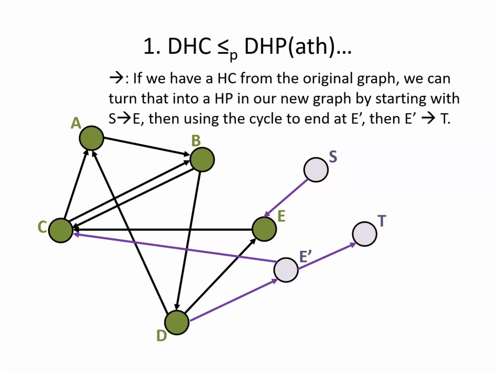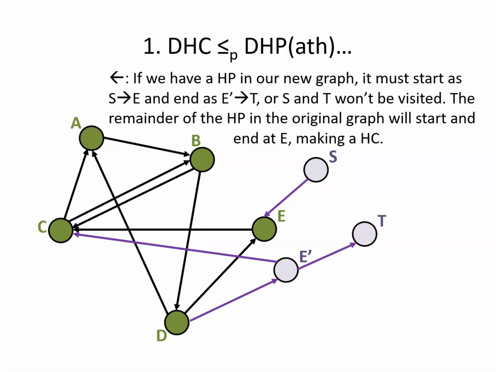First, for the if direction. If we have a Hamiltonian cycle from the original graph, we can turn that into a Hamiltonian path by effectively unraveling it. We take the cycle that starts and ends at E, and we replace that last part with an E' instead. Then we add S to the beginning and T to the end, and voila! We have a path starting at S, ending at T, and visiting every single vertex.